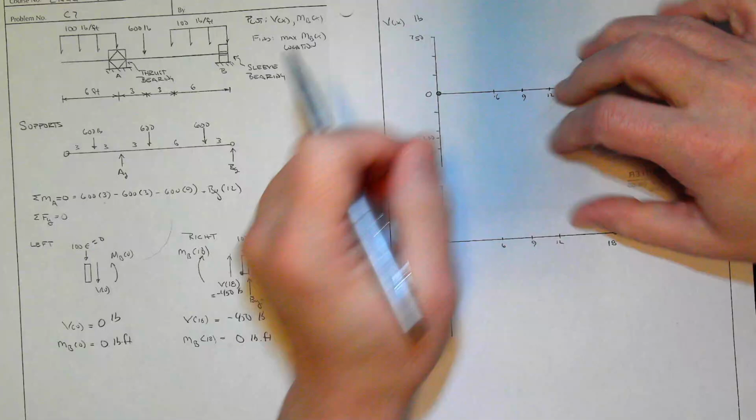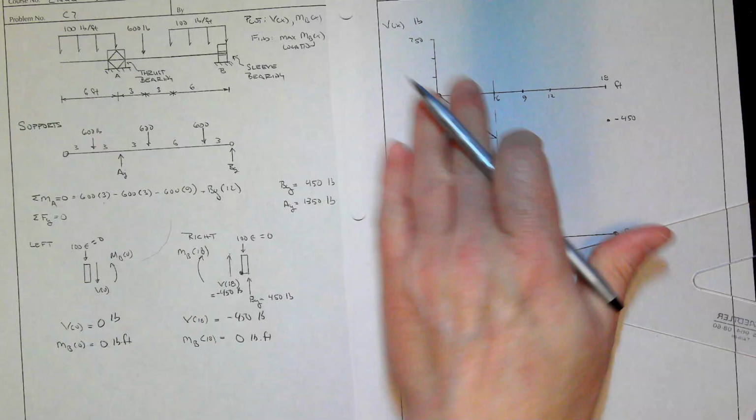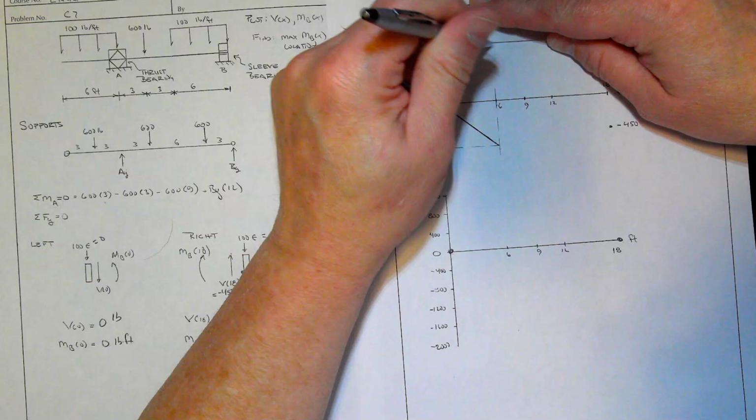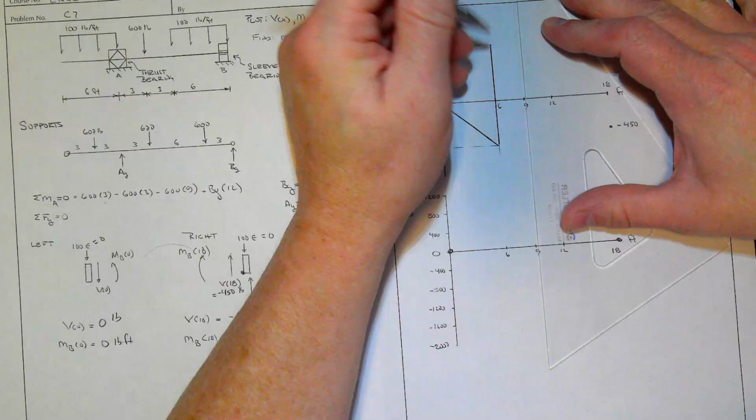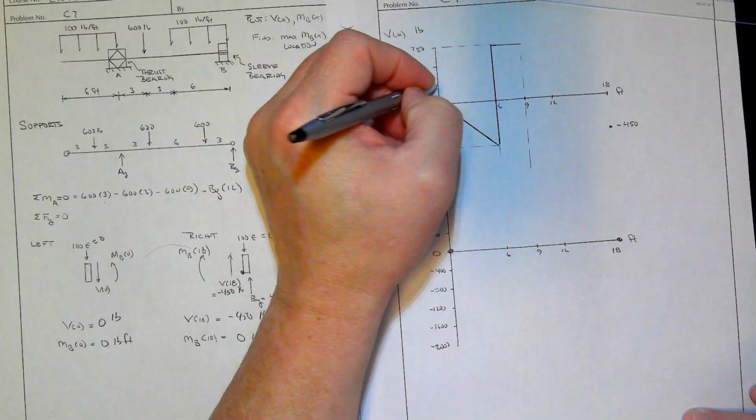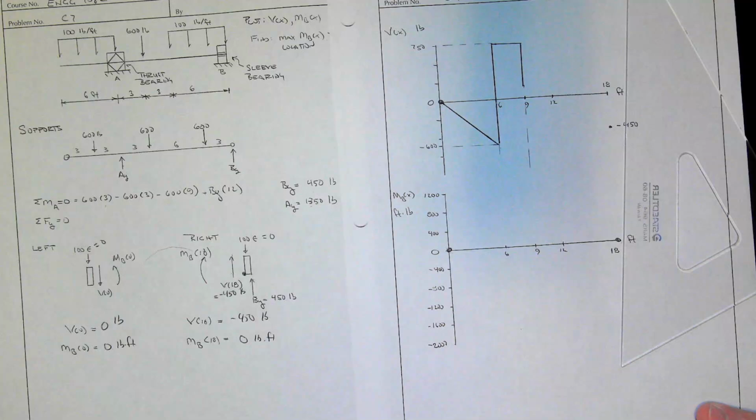So for this problem, if we look at what the problem says, find the shear and the bending moment as a function of x. So we're going to go down the beam. So this will be 0, this will be 18 at the end. And it says find the maximum bending moment and location. So on an exam, this is what I'm going to ask you. Plot the shear, plot the bending moment, find the maximum, and find where the bending moment is maximized. That's the standard question.